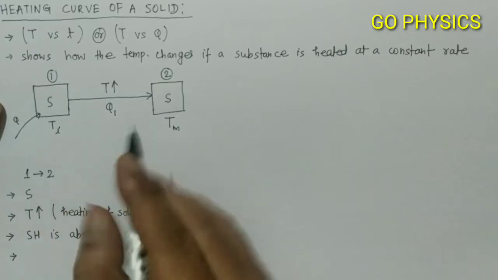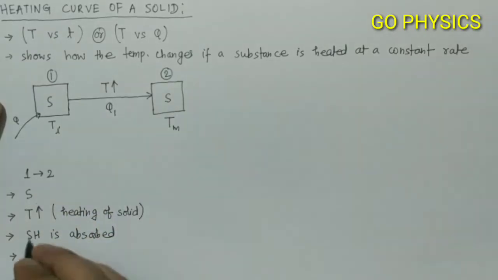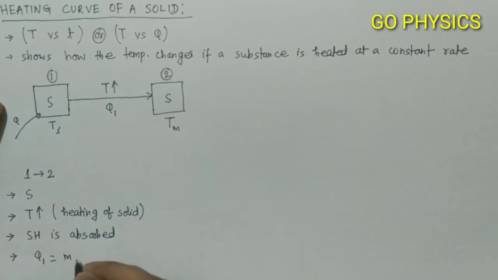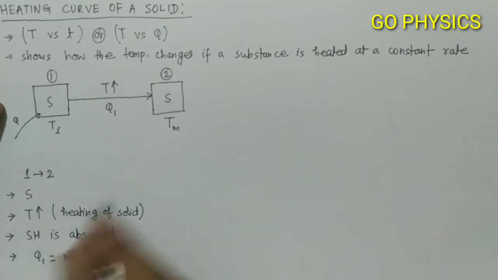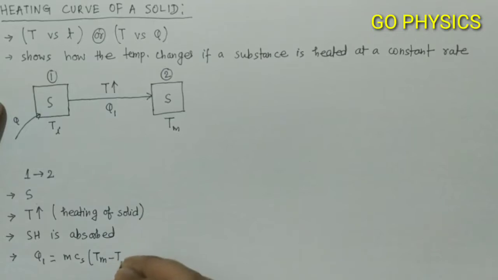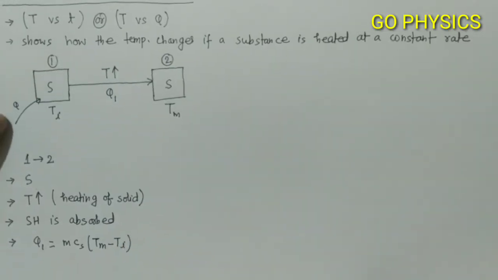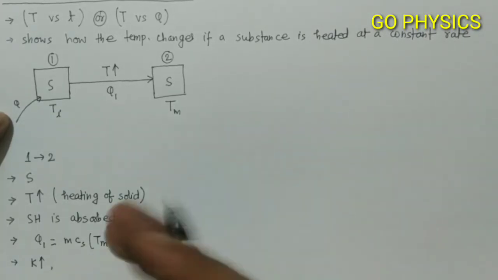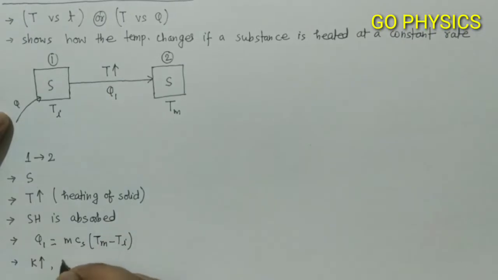And what is the amount of Q1? We know that sensible heat is given by Q equal to m, mass of solid, c, specific heat capacity of solid, into delta T. And what is delta T here? Tm minus Ti. And as we know that during sensible heat transfer, kinetic energy of the particles of the medium increases, but potential energy among the particles of the system remains constant.